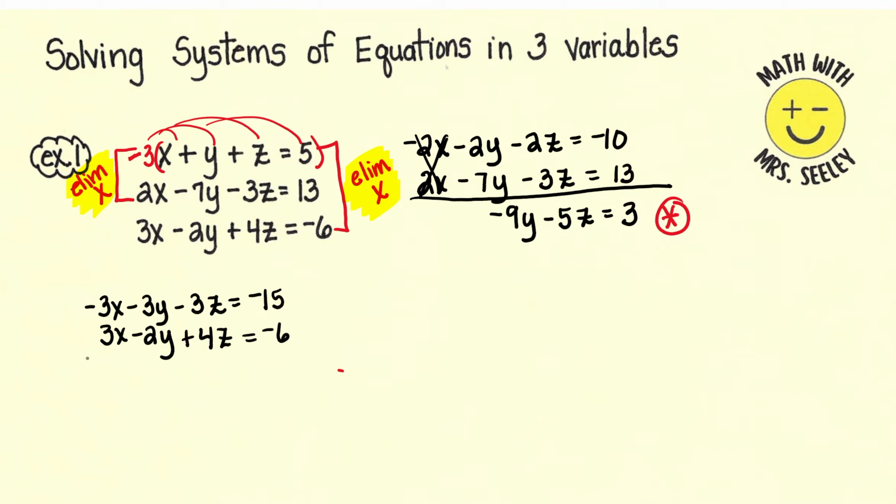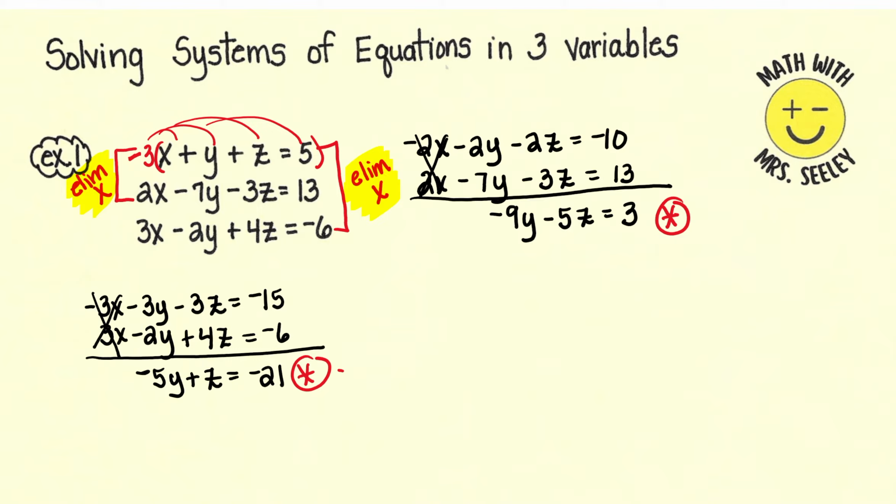Then you're going to take these 2 equations and put those together at face value. Your x's cancel. Negative 5y plus z is equal to negative 21. We're going to call that our second star equation.